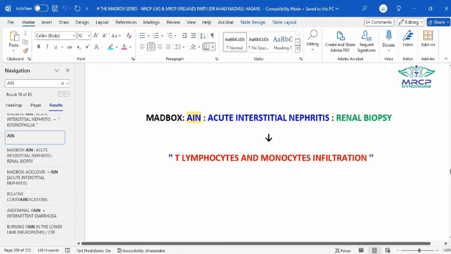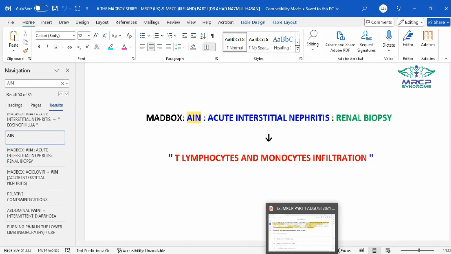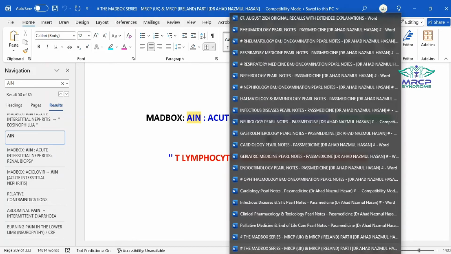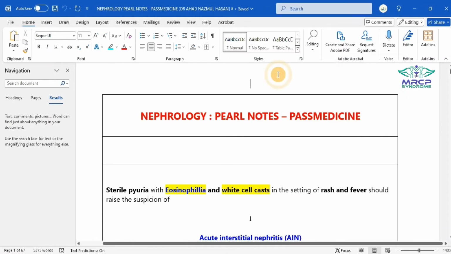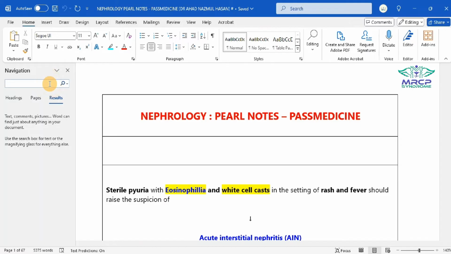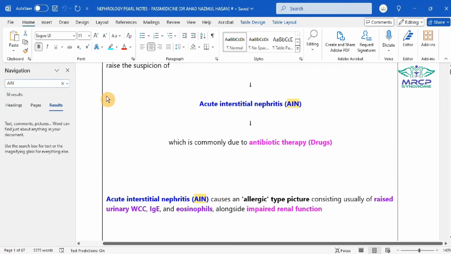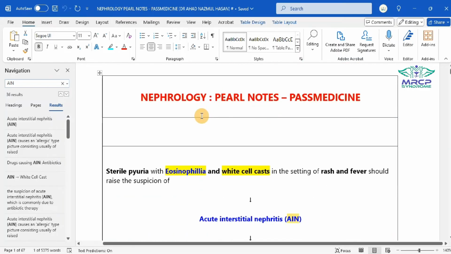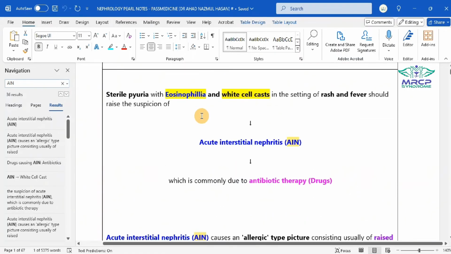How to differentiate ATN from AIN? Acute interstitial nephritis from acute tubular necrosis. Differentiating point: ATN will have red cell cast. Yes, ATN will have the red cell cast. And urine sodium should be more than 40. Yes, the urinary sodium should always be greater than 40.